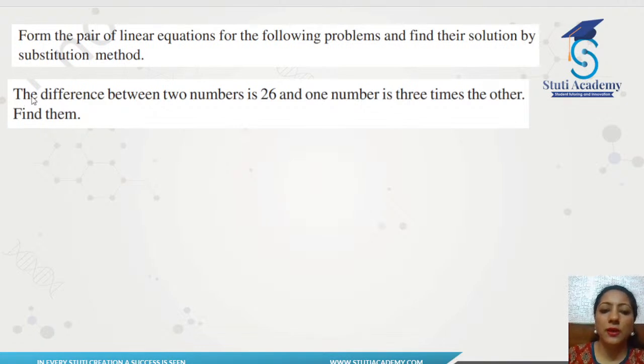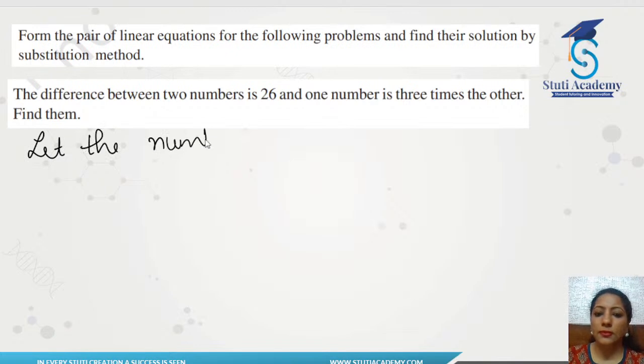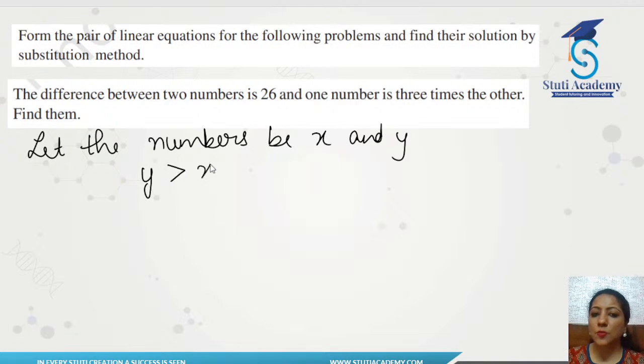Now here in the first problem we have: the difference between two numbers is 26 and one number is 3 times the other. Find them. We have two numbers here. They are unknown quantities. Let us take the numbers as x and y. So let the numbers be x and y. Now the difference between two numbers is 26. So let us take the bigger number as y and the smaller one as x. So y is the bigger one, x is the smaller one.